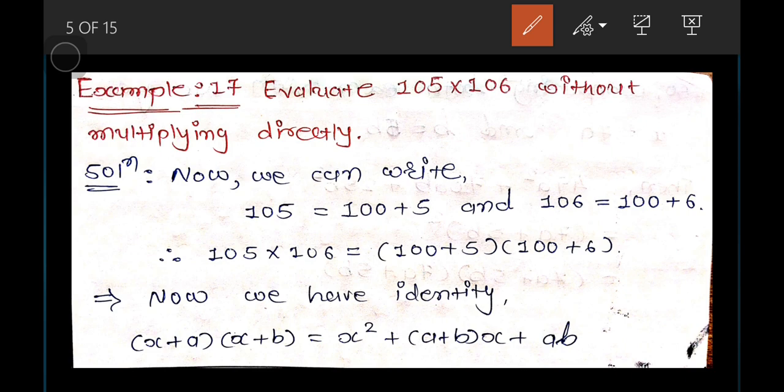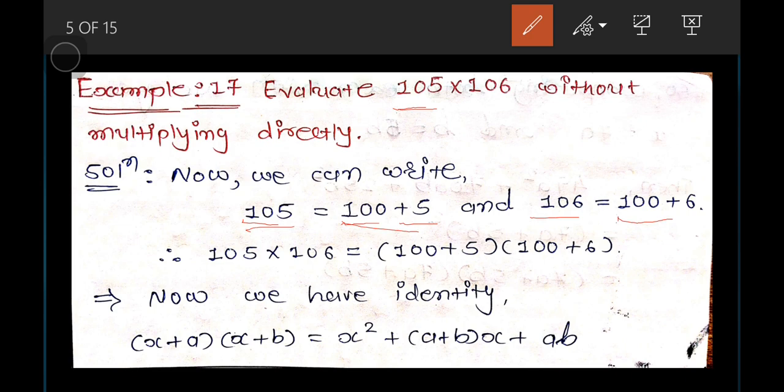So now we can write 105 as 100 plus 5. As you know, 105 we can write as 100 plus 5. Here we convert every term to simplify the product. So here we have taken 105 as 100 plus 5, and 106 we can take as 100 plus 6. So now we have the identity, as we know.